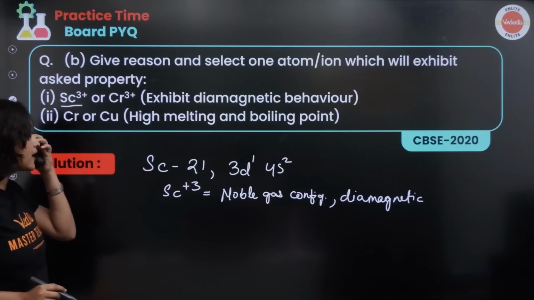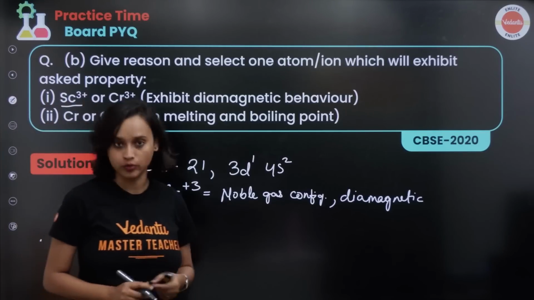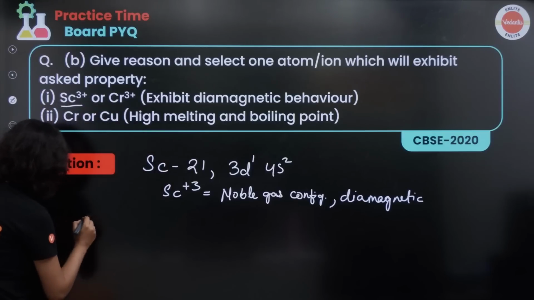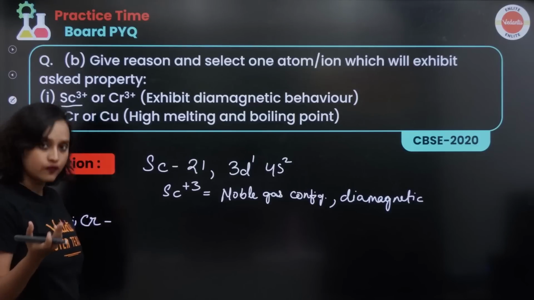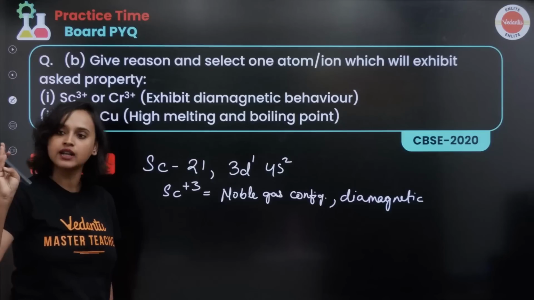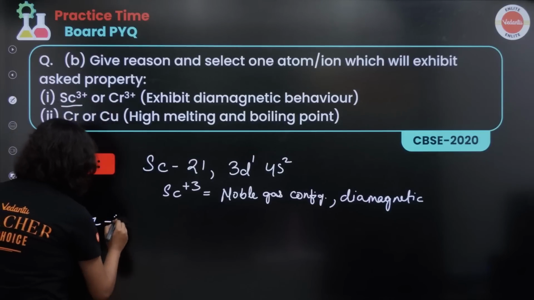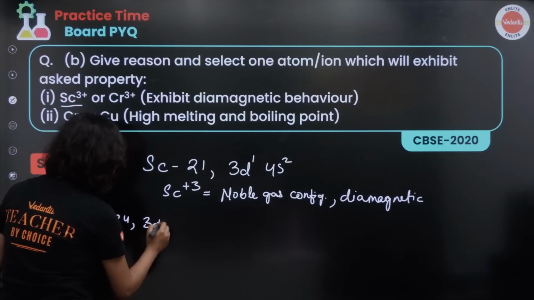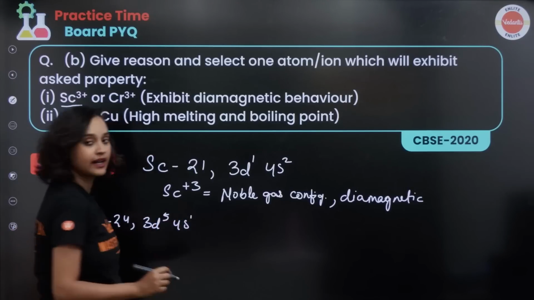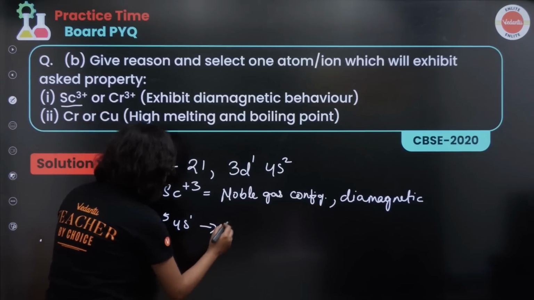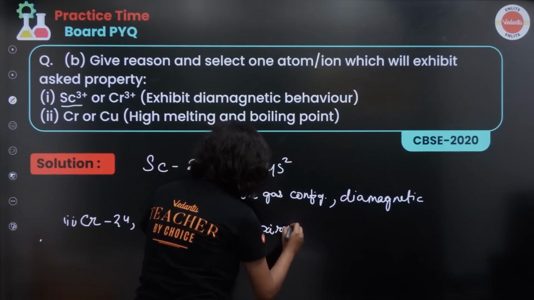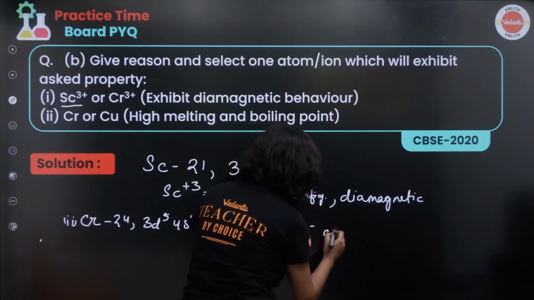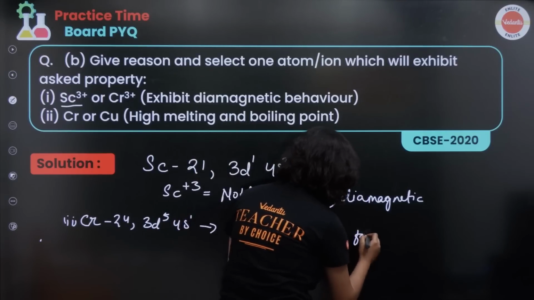Now second, Cr or Cu, which has a high melting point and boiling point? Let's check it out. If you take a look at the atomic number of Cr, Cr is 24, isn't it? Scandium, titanium, vanadium, chromium. So 24 means it is 3d5, 4s1. Am I right? Yes. So that means there are six unpaired electrons which can form metallic bonds.